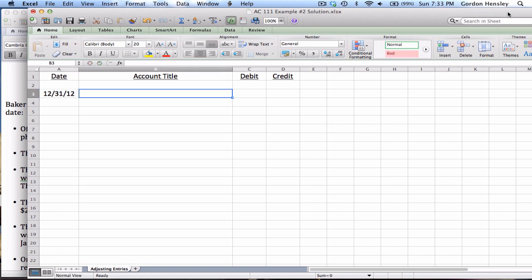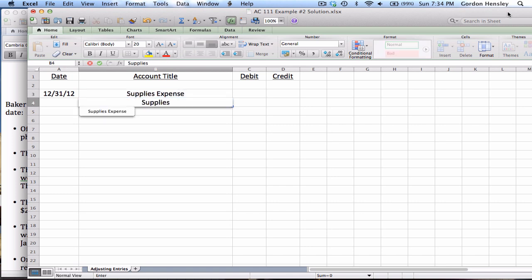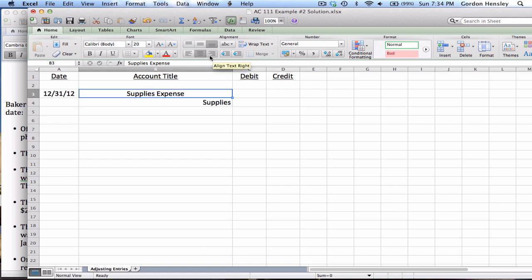And we're going to record the supplies adjustment. We talked about this adjustment in our video lecture. As the supplies are used up, they become an expense. So what I want to debit is supplies expense, and I want to credit supplies. Because by crediting supplies, it shows that the asset has been decreased. We've used up the supplies and they've turned into an expense.